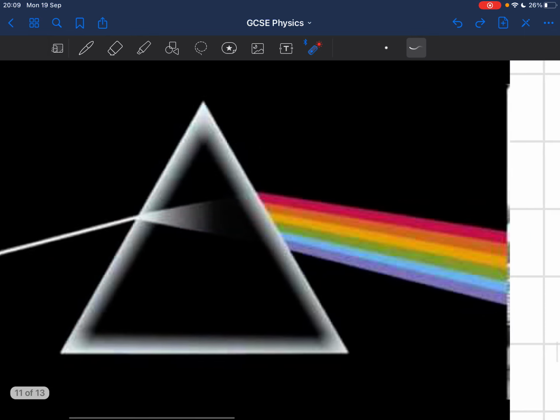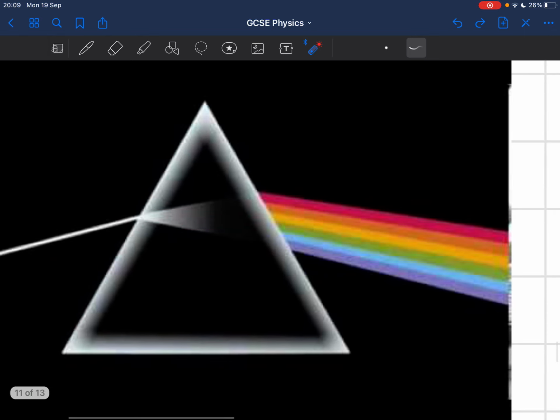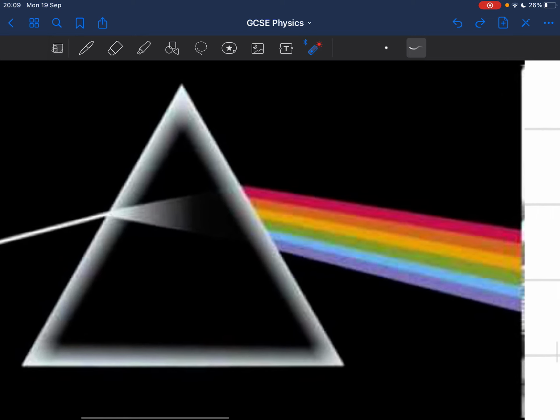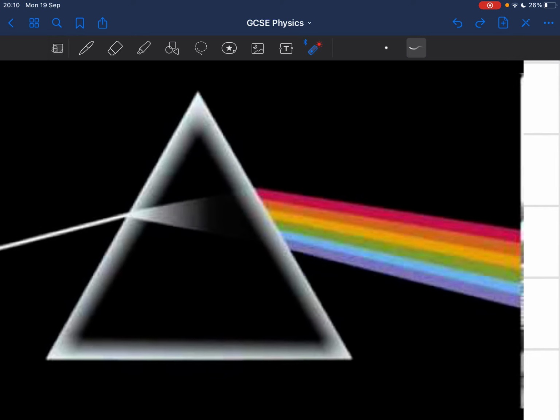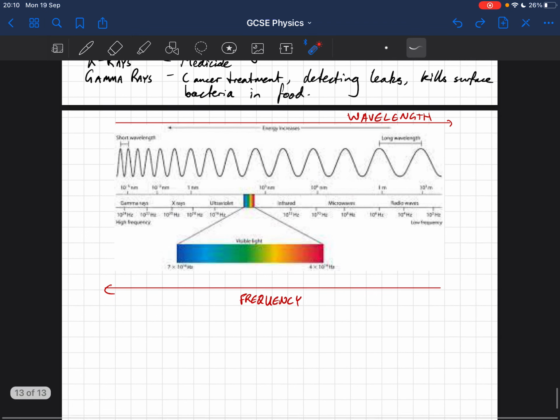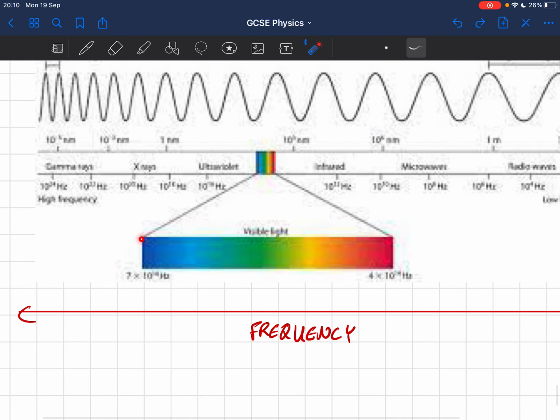Now, white light is made up of our rainbow colours, so red, orange, yellow, green, blue, indigo, violet. Okay, violet is at the ultraviolet end of the electromagnetic spectrum, and red is at the infrared end of the electromagnetic spectrum. So if we go to our electromagnetic spectrum and skip on a little bit, we've got our ultraviolet has the higher frequency, and our infrared has the lower frequency.